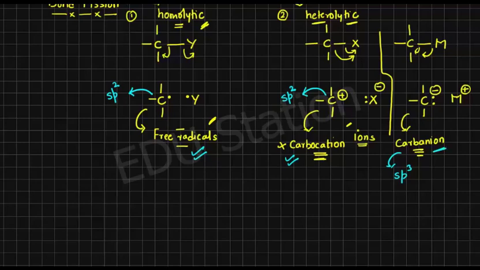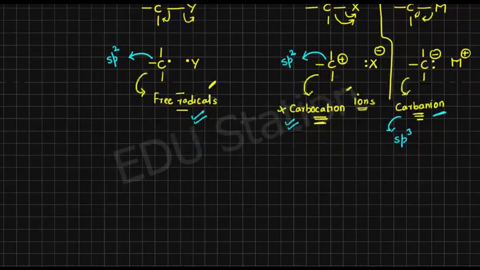So, the first topic, bond fission, I hope this is clear. It is very simple. Bonds of reactants must break and there are only 2 possible scenarios. Next topic we will come to is classification of carbon.